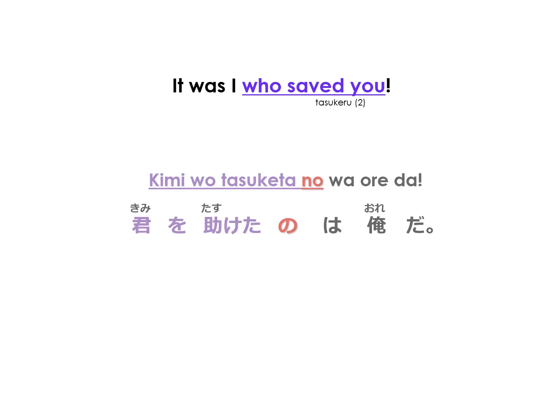It was I who saved you. Who saved you should be nominalized with no because we're emphasizing that it was I and not anybody else who saved you. In Japanese, 君を助けたのは俺だ。 Using koto would be incorrect.